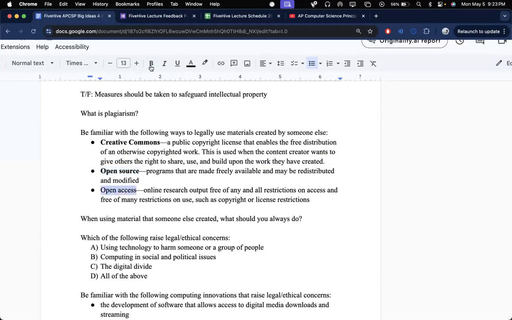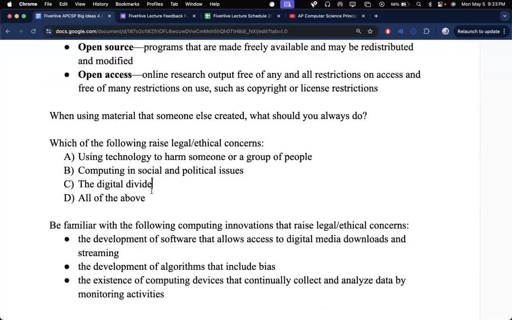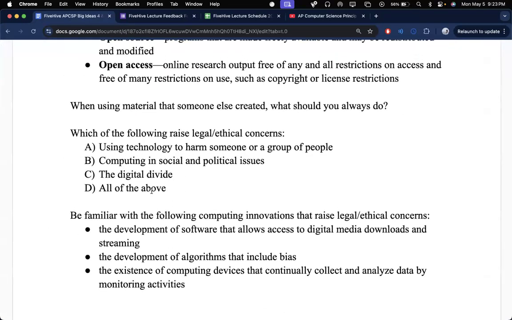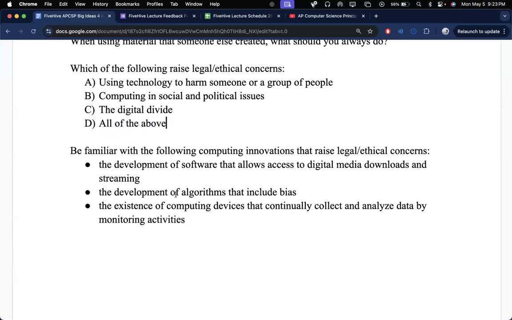Okay, in that case, let's continue. When using material that someone else created, we should always cite our sources, right? We know that. And then for this one, which of the following raises legal and ethical concerns? Using technology to harm someone or a group of people, computing in social and political issues, and digital divide. No need for spoilers. This one should be D, right? Yes, A is true, but B and C are also true, right? So all of them are true.